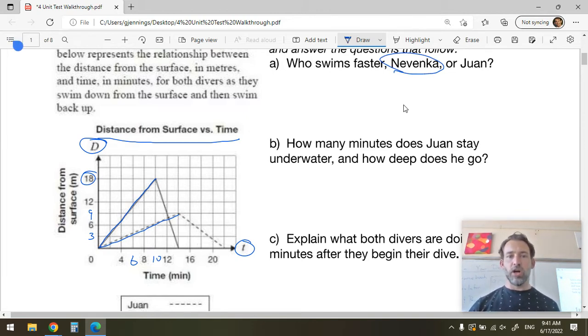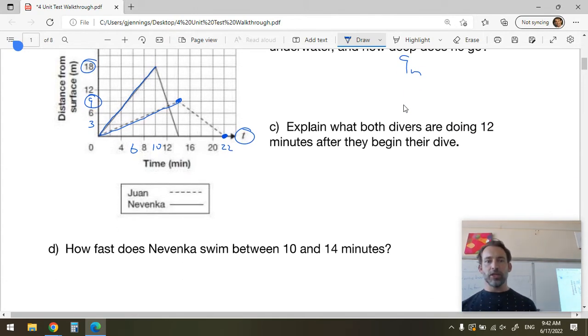Okay. How many minutes does Juan stay underwater? Well, I need to look at the dotted line for Juan, and I find that he resurfaces. His distance from the surface goes back to 0 after 22 minutes. So that's 22 minutes. And how deep does he go? Well, he goes to a maximum of 9 meters deep. So it's 9 meters. 22 minutes, 9 meters. Now, what are both divers doing 12 minutes after they begin their dive? So here's 12 minutes after they begin their dive, and we notice that they're passing each other. Cool. Okay, so we could say they pass each other.